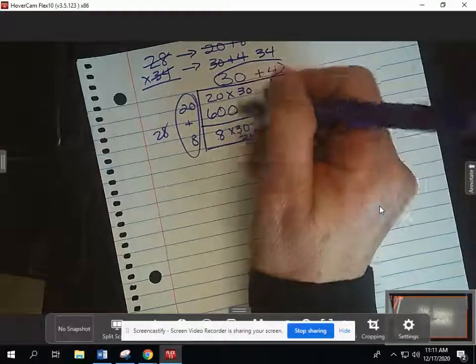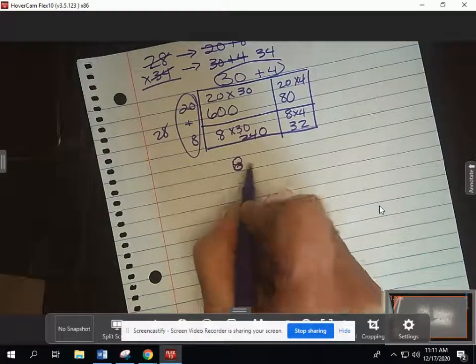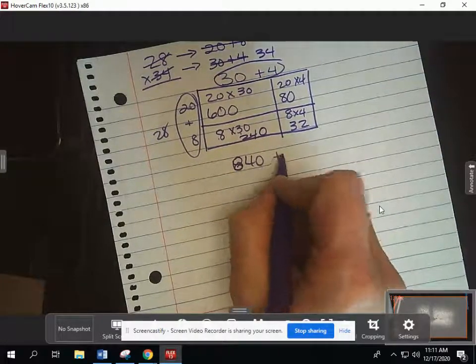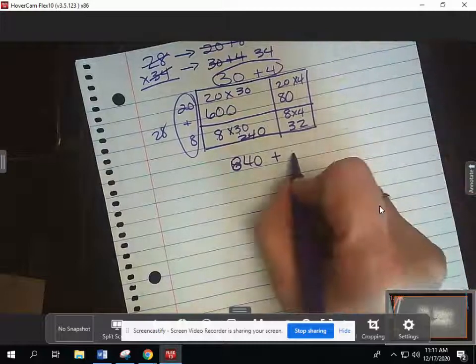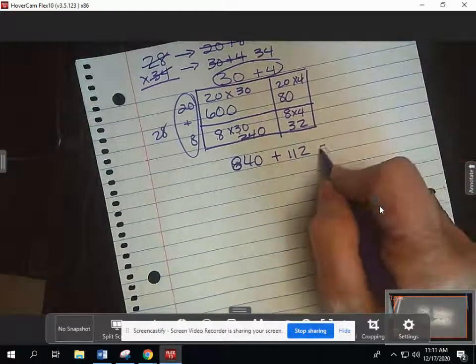Okay, so in this column, we have a total of 840 plus a total of 112. Adding that together.